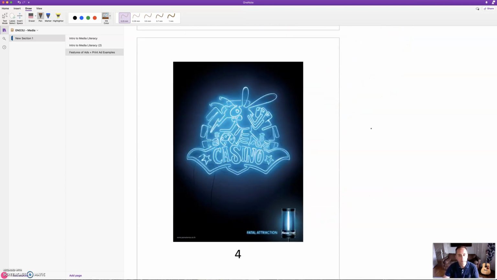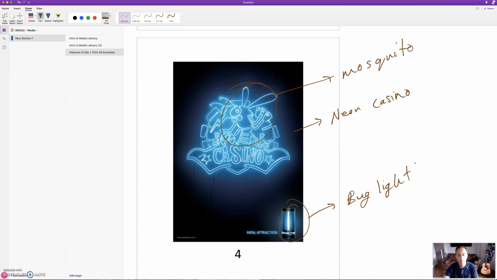Okay, the next one is interesting. It says casino, and then fatal attraction, master trap. And very creatively, we have a neon casino sign. But who's gambling? Well, it's actually a mosquito, bug, right? So what's the product? And what does the text show us? Well, here's the product, master trap. It's a bug light to kill bugs, right?